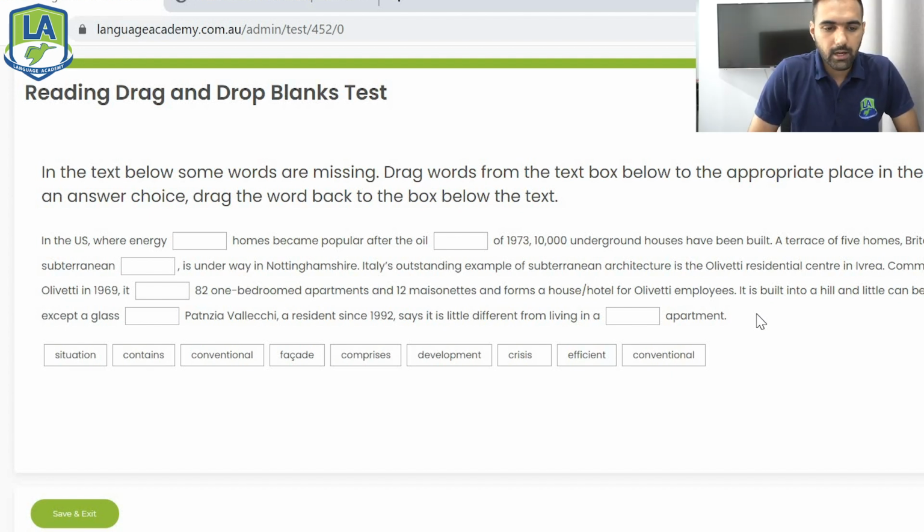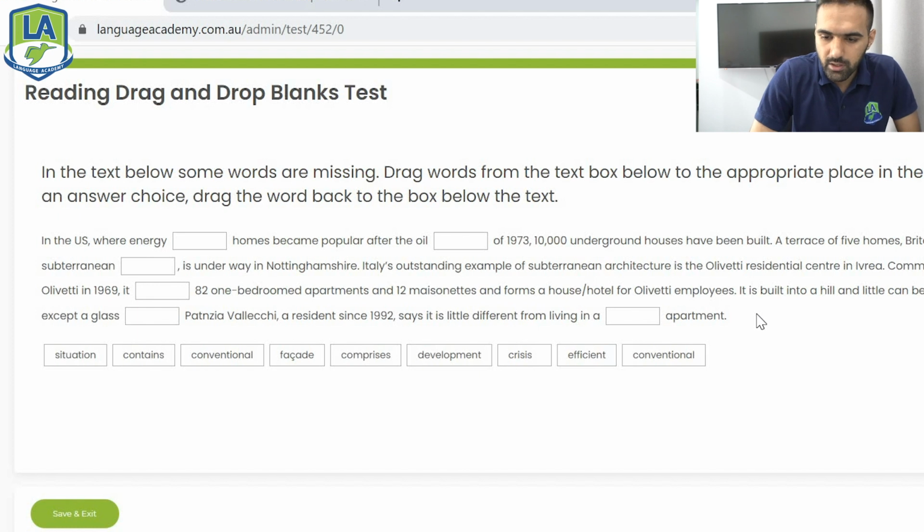Now let's have a look at the answer. In the US, where energy dash homes became popular after the oil dash of 1973, 10,000 underground houses have been built. A terrace of 5 homes, Britain's first subterranean dash, is underway in Nottinghamshire. It lays outstanding example of subterranean architecture in the residential.